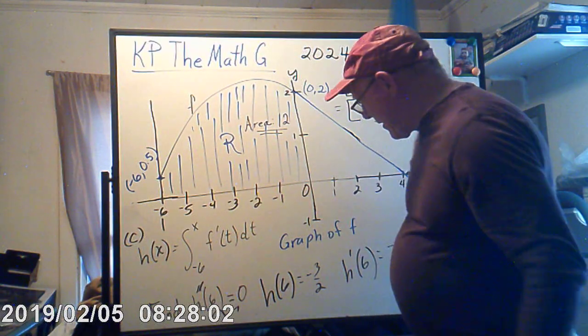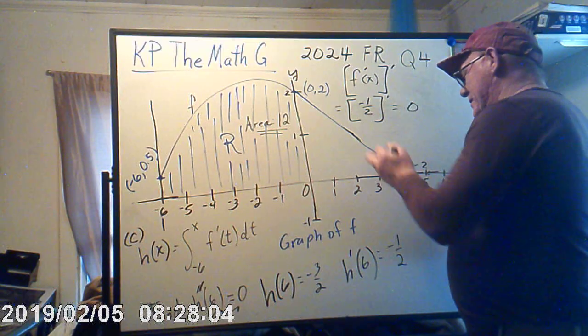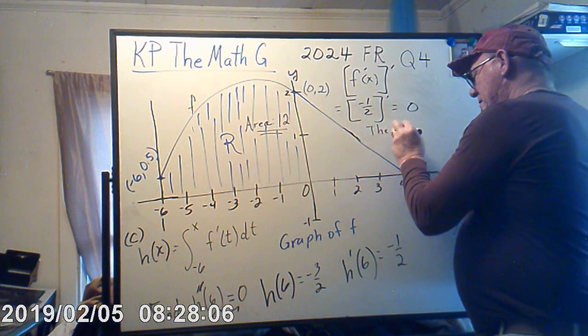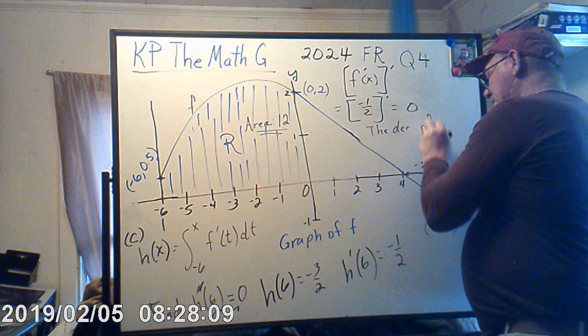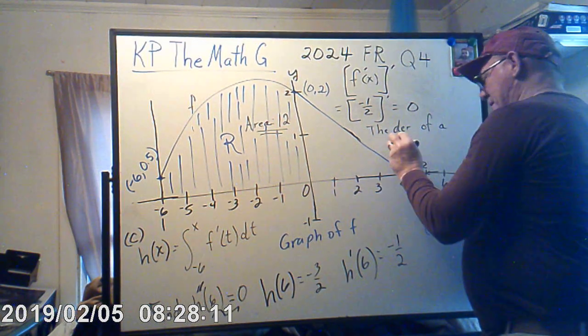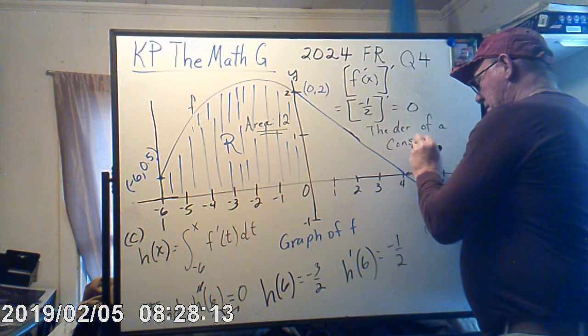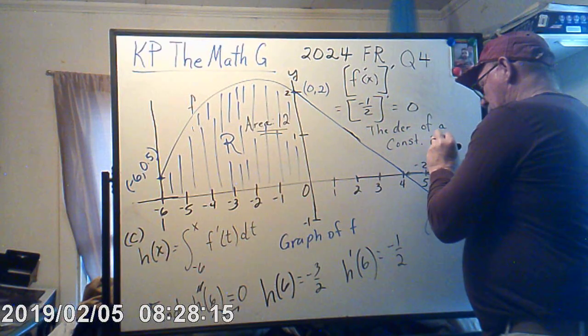And you might put down something like: the derivative of a constant is 0.